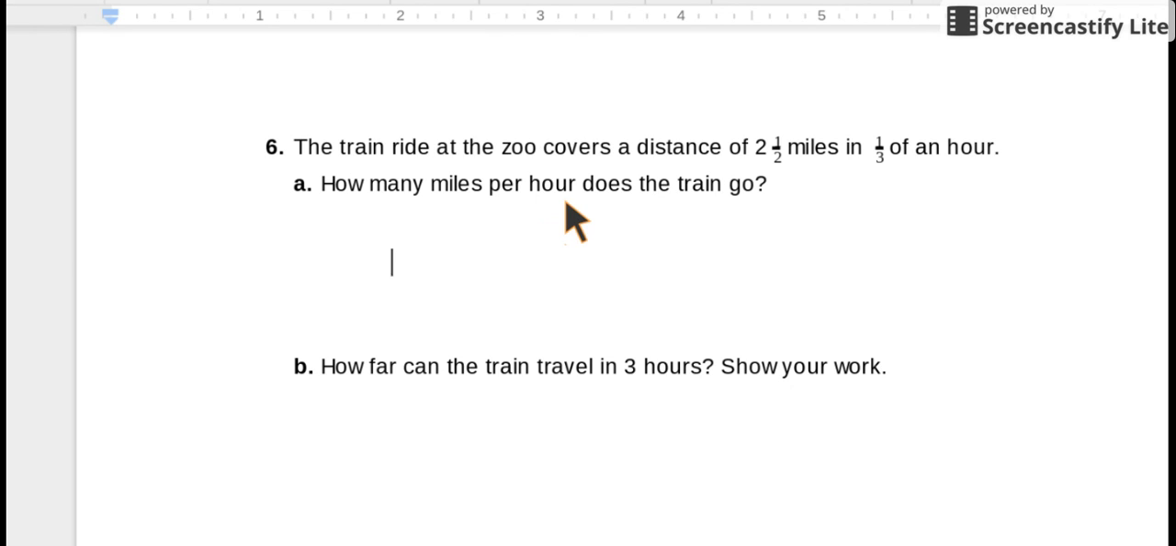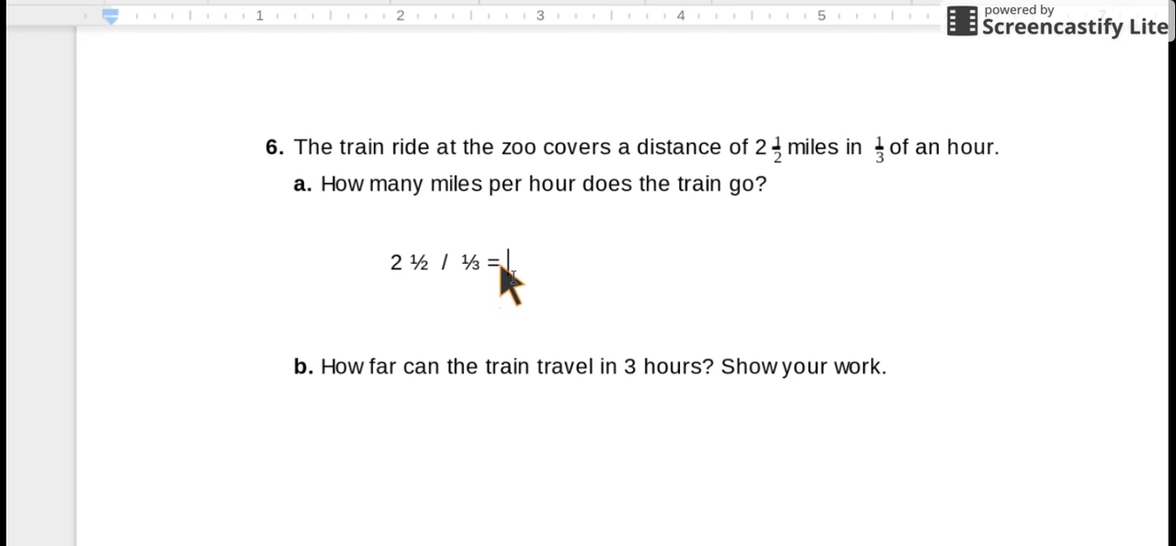So we're going to want to set up a proportion, and let's set it up with miles on top and hours on bottom. So that's going to be 2.5 over 1/3. So again, we have our miles on top and our hours on bottom.